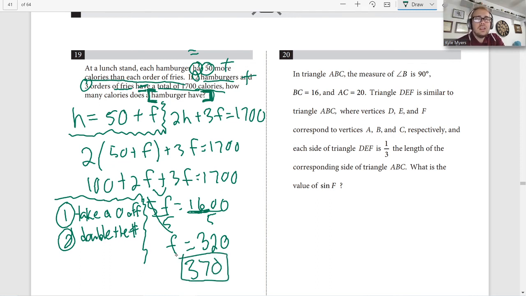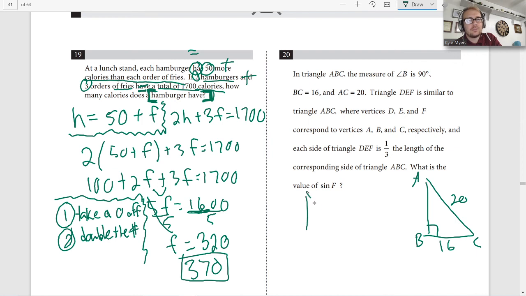All right, last one. In triangle ABC, the measure of angle B is 90 degrees. Okay, so let's go ahead and draw this. Get an idea of what this looks like here. So angle B is 90 degrees. BC is 16. AC is 20. Okay. Triangle DEF is similar. It's a little bit smaller. It's 1/3 the size. That doesn't matter that much. Let me draw a better triangle, though. It's 1/3 the size. DEF, so DEF.